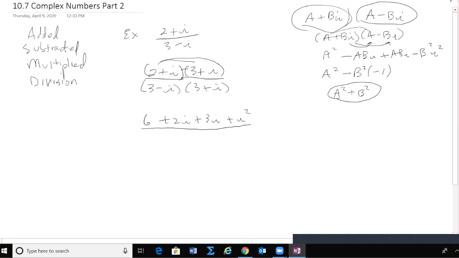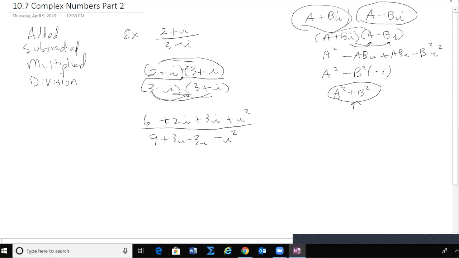Now the denominator, let's take it through the long way just so you know how to do this, if your memory fails you on the shortcut, which is this over here. You can take it the long way. 3 times 3 is 9. 3 times i is 3i, minus 3i here, second product, and then finally minus i squared.